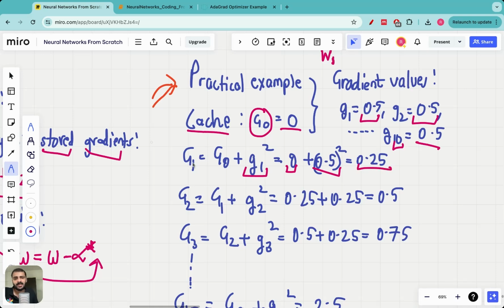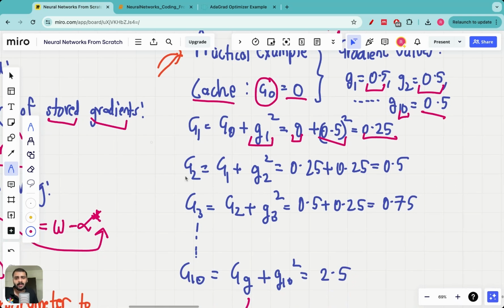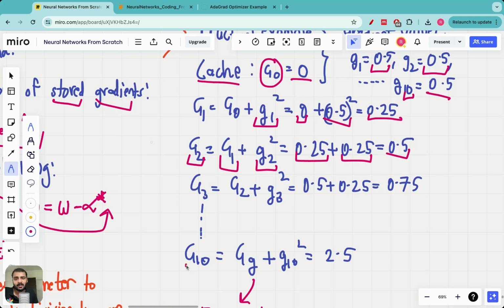This is the first cache value. The second cache value is the previous cache value G1 plus the current gradient, which is small g2 whole square. So this will be 0.25 plus 0.5 square, which is 0.5. Similarly, when we reach the 10th cache value, this will be capital G9, which is the previous cache value, plus small g10 whole square, which is the current gradient whole square, and this value will be equal to 2.5.